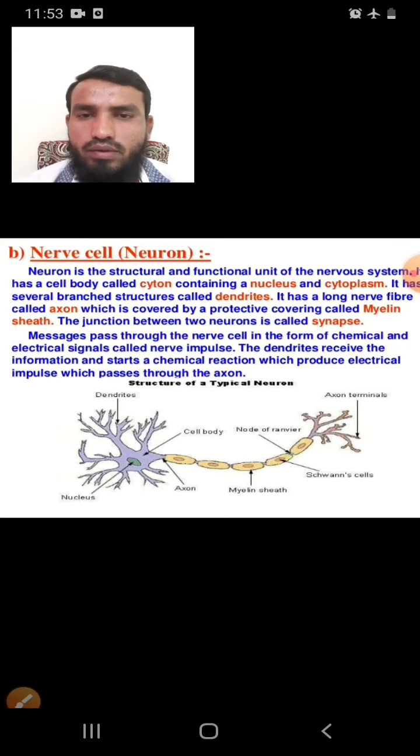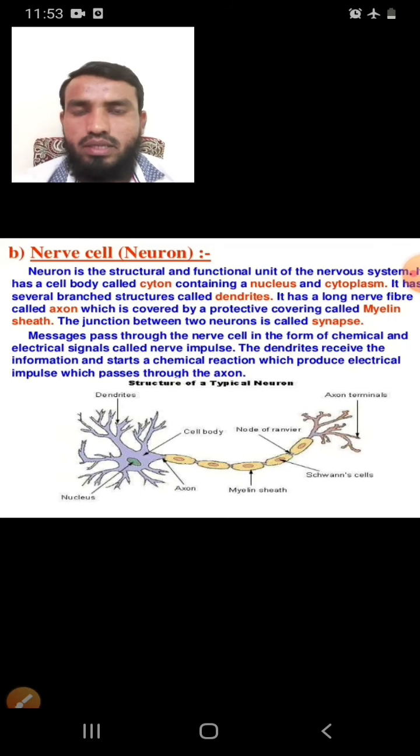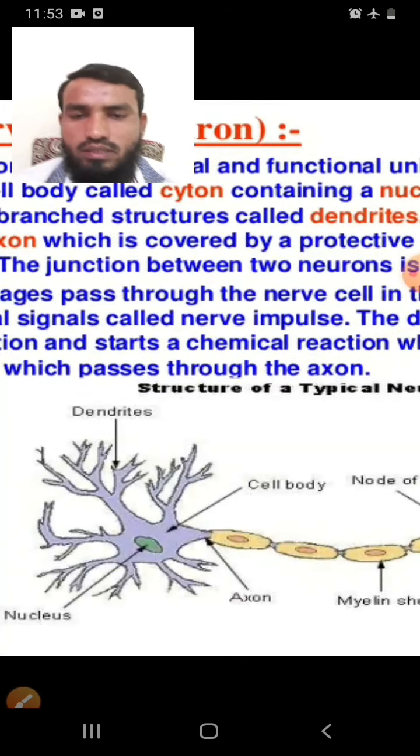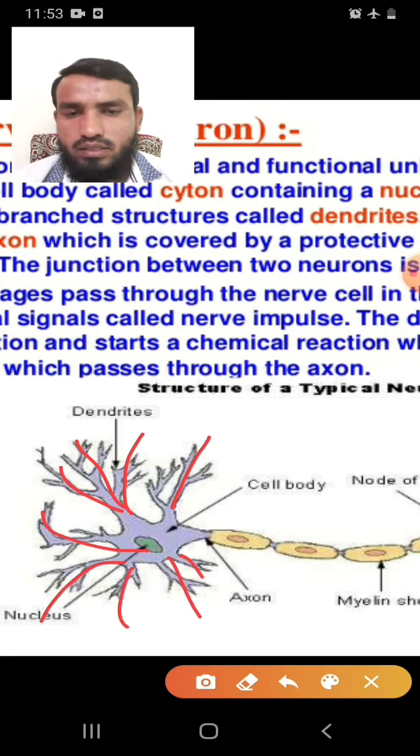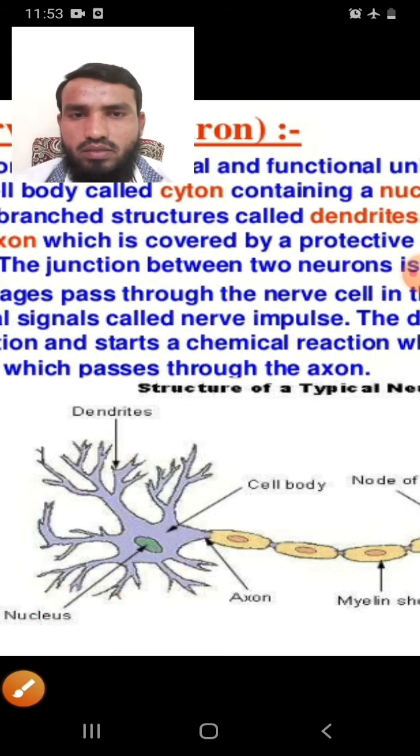It has several branched structures, which are called the dendrites. Now what are the dendrites? These are the hair-like structures arising from the cell body. All these branch structures that arise from the cell body are called dendrites.